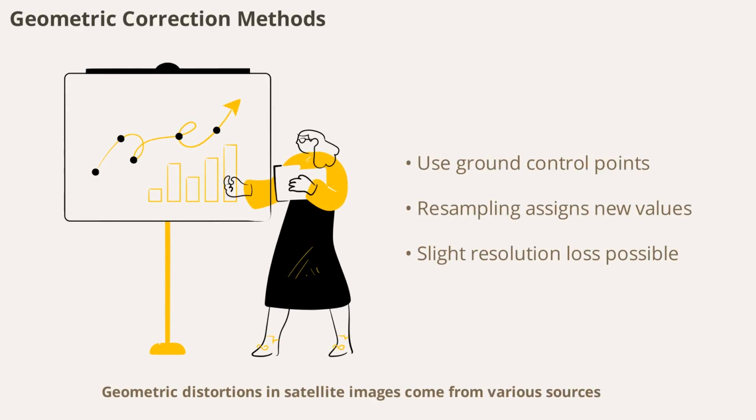Geometric distortions in satellite images come from various sources, such as satellite altitude, speed, and Earth rotation. Corrections are applied using ground control points, distinct features with known coordinates. Resampling algorithms like nearest neighbor or bilinear interpolation assign new pixel values during correction. While these processes may slightly reduce spatial resolution, they are essential for accurate mapping.